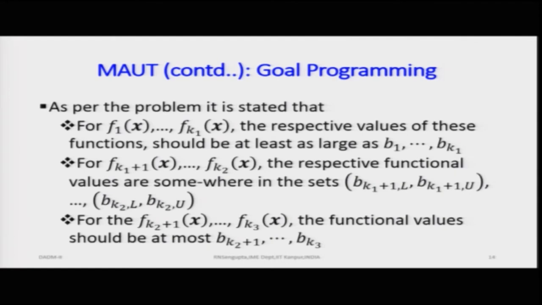Because you have the greater than sign with b1 to bk1, then bk1 plus 1 till bk2, and then bk2 plus 1 till bk. So, you want to achieve in different proportions and different values. For the first set, you want them as large as possible. In another set, there would be some bound between which you want to attain. And for the third set, the function values should be at most, or the bound should be from the lower side. So, one is from the higher side, one has to be between a bandwidth, and another has to be from the lower side.